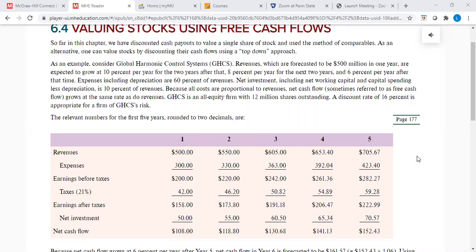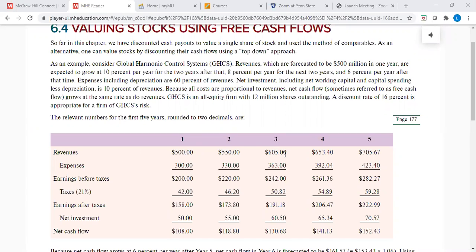So the example in your book, I think if I walk you through it and explain it, it might make more sense to you. So we have here Global Harmonic Control Systems. Revenues, which are forecasted to be 500 million in 1 year, are expected to grow at 10% for the 2 years after that. So if you notice here, we have a little income statement that has revenues, and then revenues growing at 10%. So that's 500 times 1.10, and then 550 times 1.10.